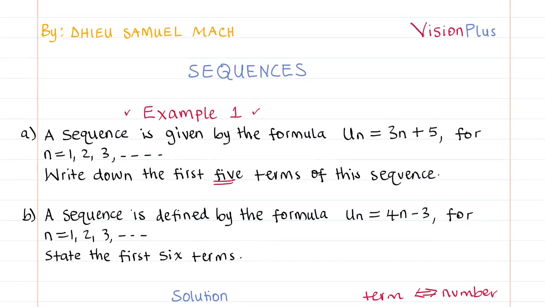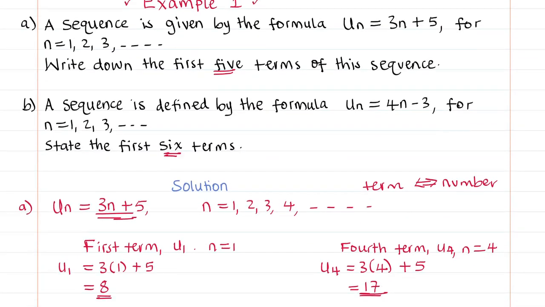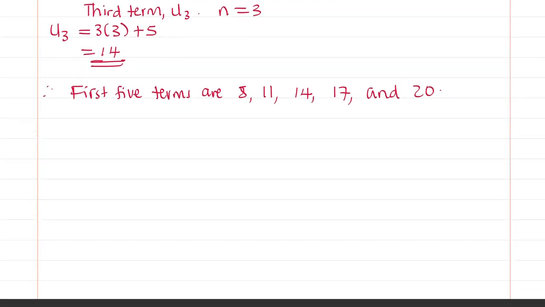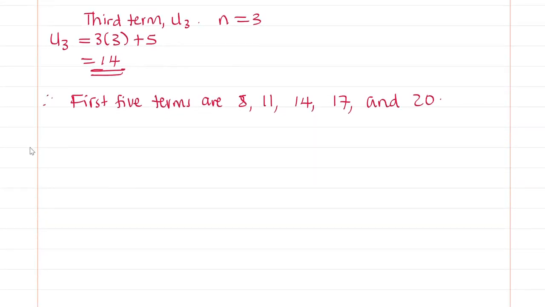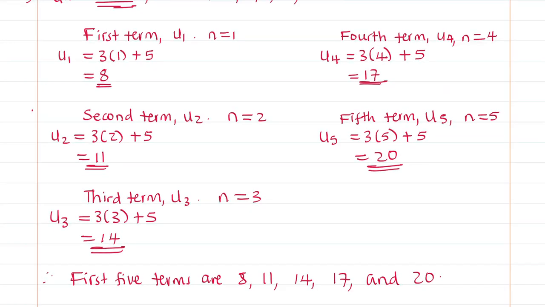And going to example 1B. Example 1B, we are given a sequence that is defined by the formula un equals 4n minus 3, and for n is 1, 2, 3, and continues. The question says, state the first 6 terms. Example B is looking for the first 6 terms. So let me copy the formula for B. So for part B, I will use the next page.